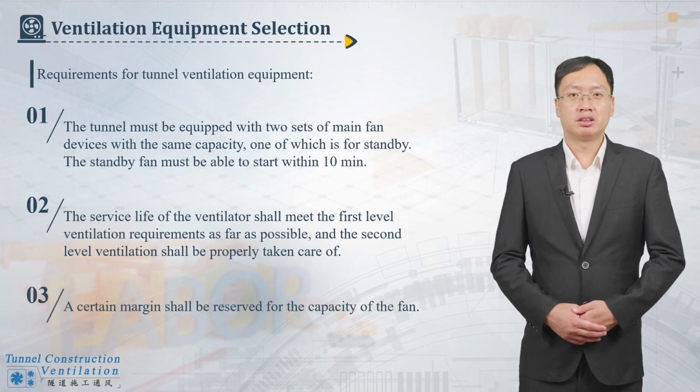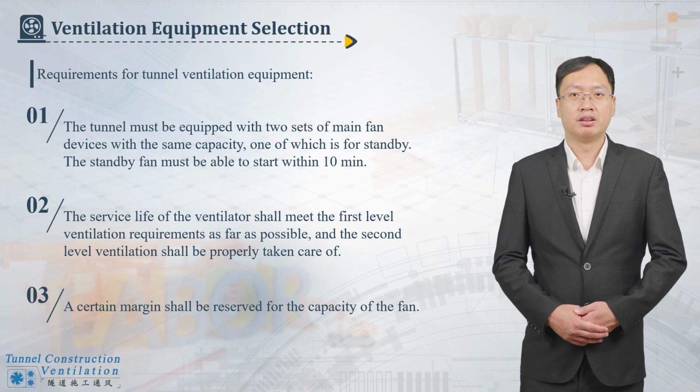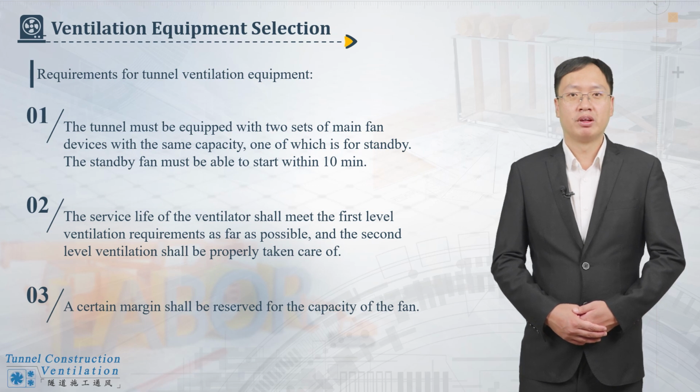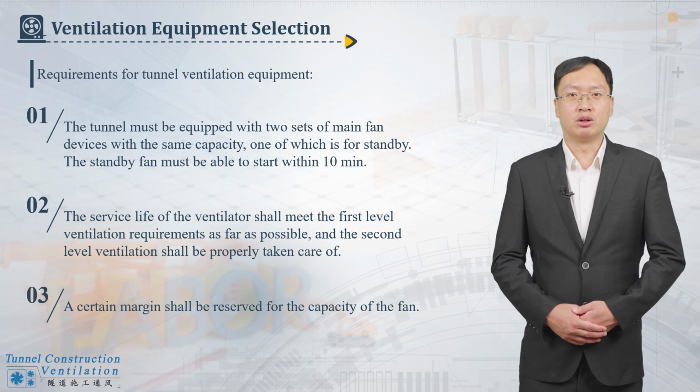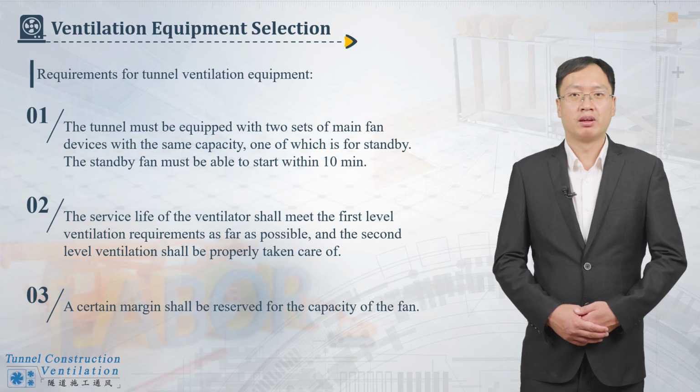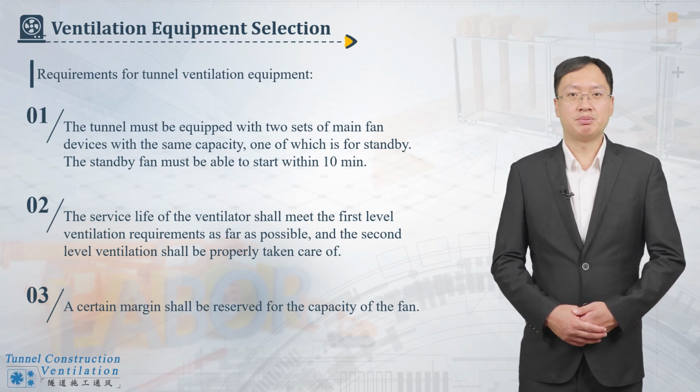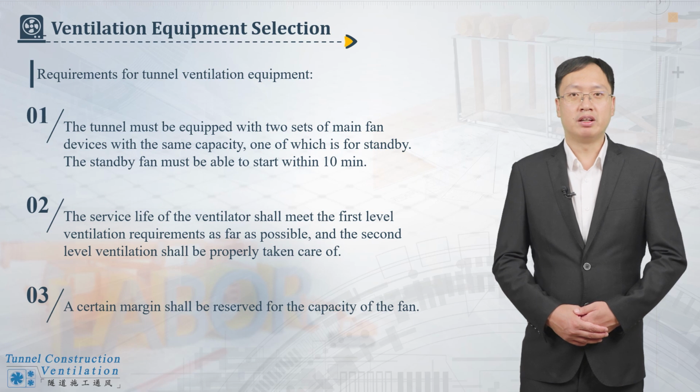3. A certain margin shall be reserved for the capacity of the fan. When the actual flow fan is under the maximum design negative pressure and air volume, the operating angle of the impeller shall be 5 degrees less than the allowable range. The type selection design speed of a centrifugal fan shall not be greater than 90% of the allowable maximum speed.